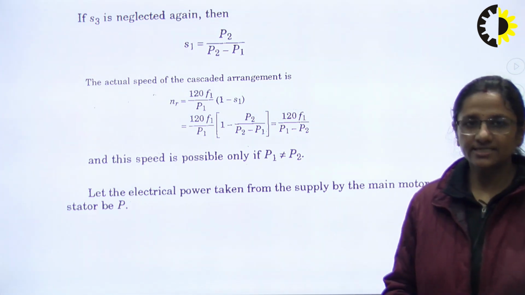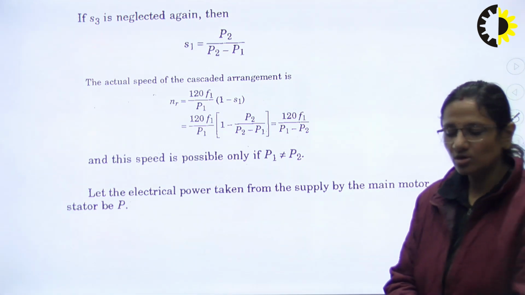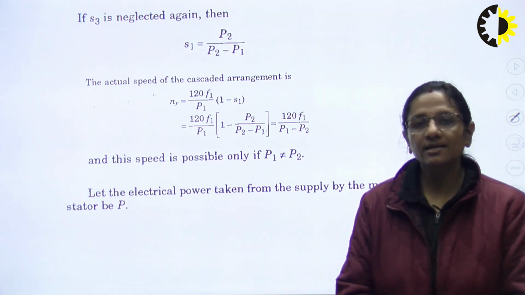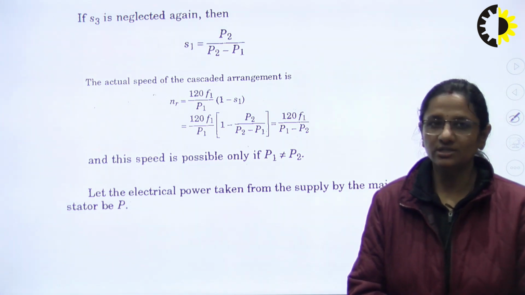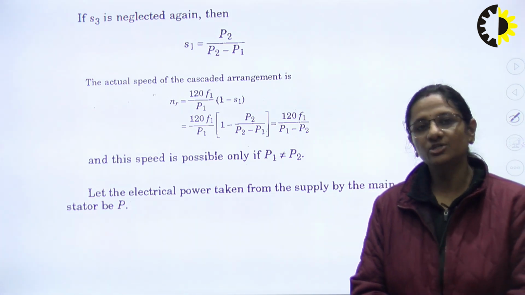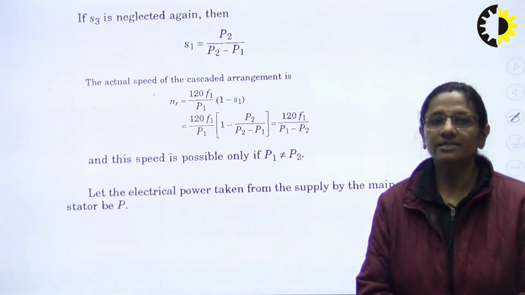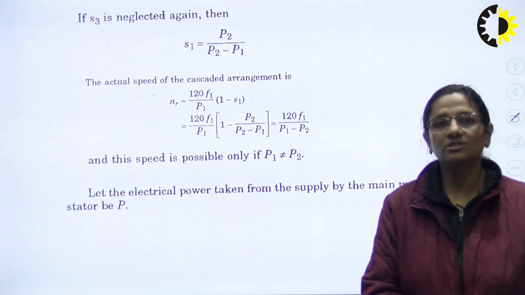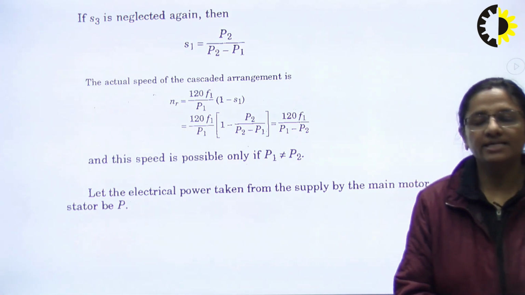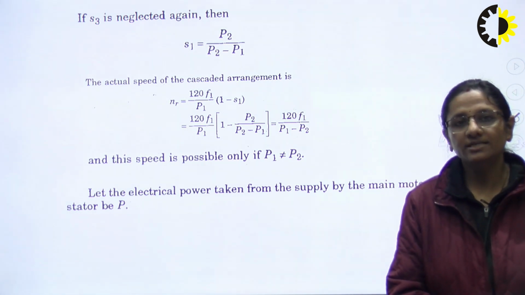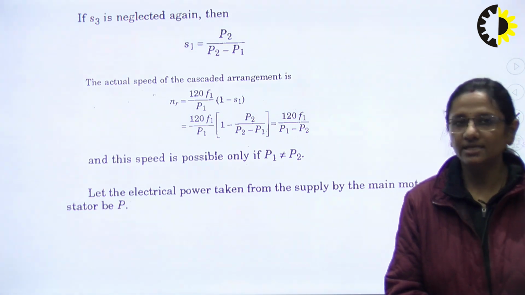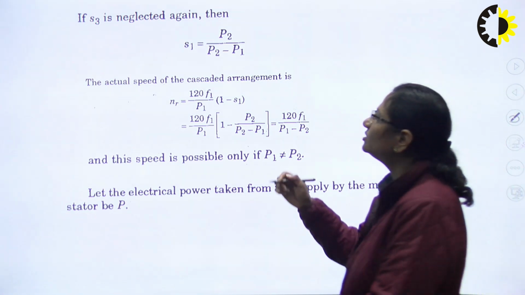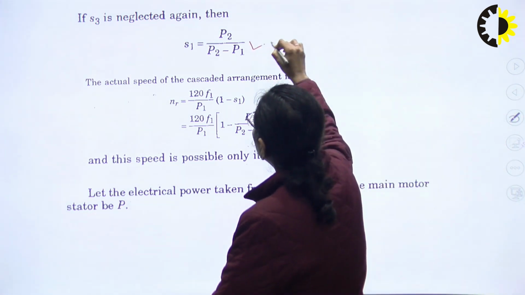Now, let us consider that the small operating slip S3 is neglected again. In the previous case as well, we neglected the small operating slip of the auxiliary motor. In this analysis with differential connection, again for simplification, we are neglecting the small operating slip S3 of the auxiliary motor and proceeding in the manner we proceeded in the previous analysis, we can say that S1 is now equal to P2 upon P2 minus P1.